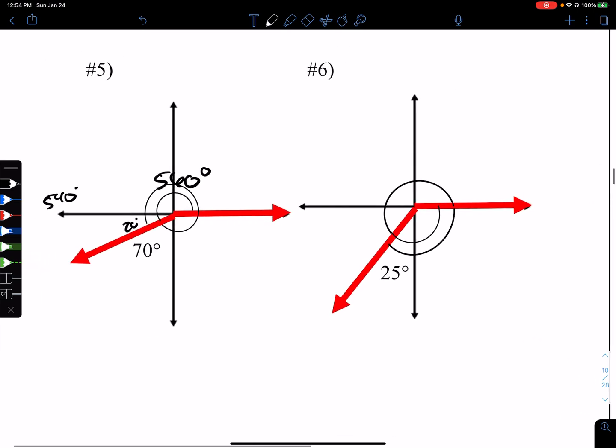Number 6, we are going in the negative direction. So we got negative 360, negative 450. Just going to label that. And then we went 25 more degrees in the negative direction. That's going to get us to negative 475 degrees.